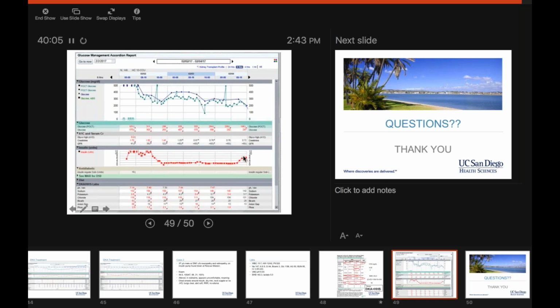Now we have the button. This is the case you would use that button. And the DKA is resolved. We're just waiting for the brain to catch up. Okay, and that will prevent you guys from having to go in and manually change that every 2 hours. Does that make sense?